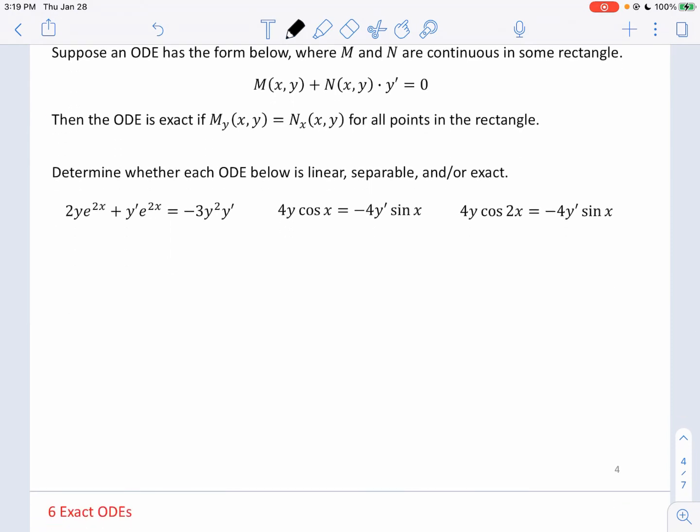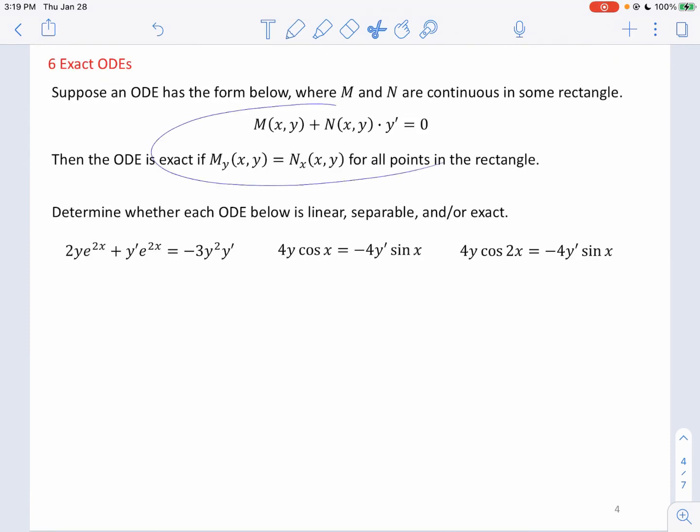Okay, determine whether each ODE below is linear, separable, and or exact. We're going to do the linear and separable first, because we're familiar with those. And then I'm going to use what was just stated right here to determine if these are also exact.